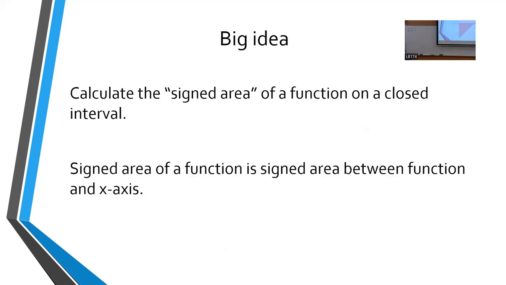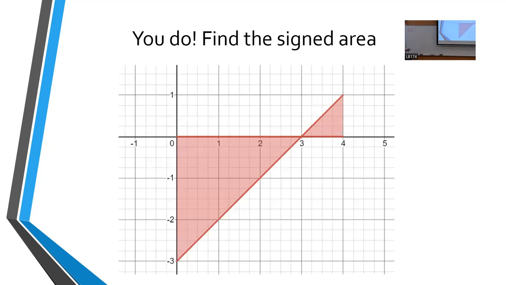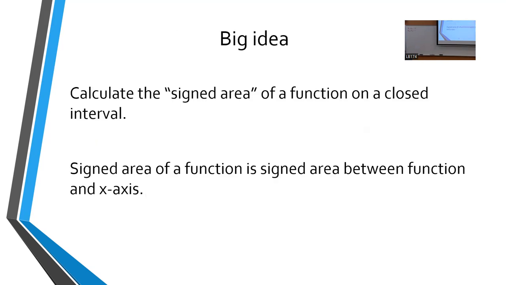Does that make sense? So that's what we mean by signed area. I just did that with, by the way, this signed area, because the bigger triangle is underneath, this signed area would be a negative area, right? If you put the entire thing together. Okay.